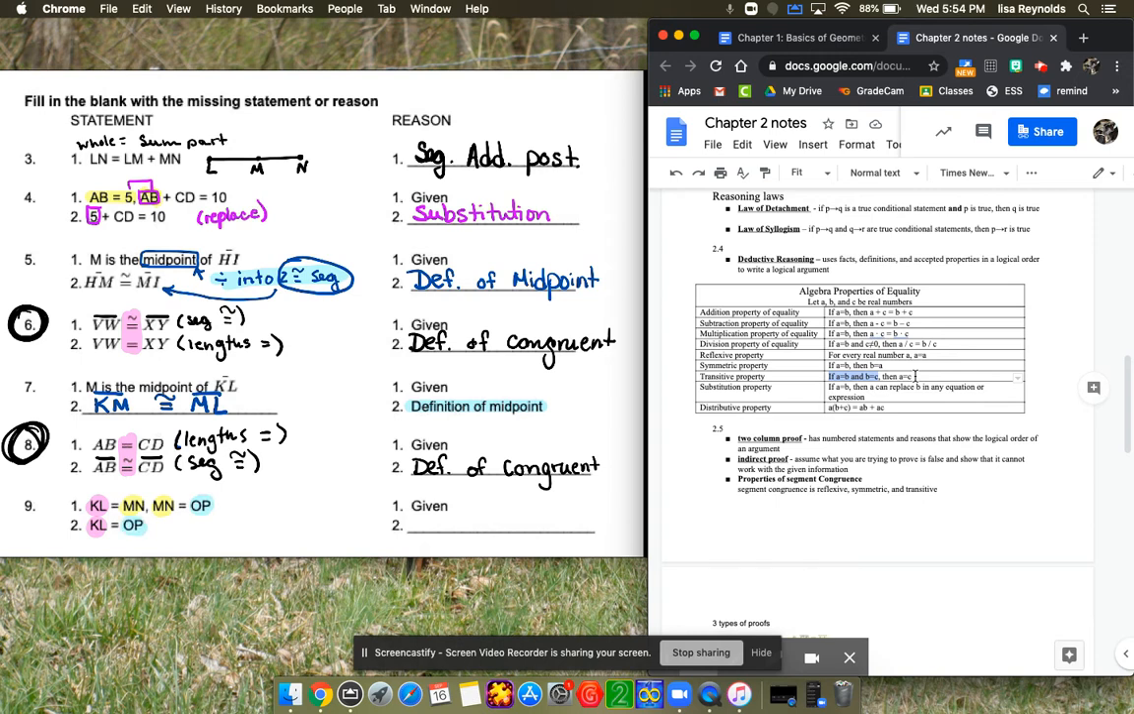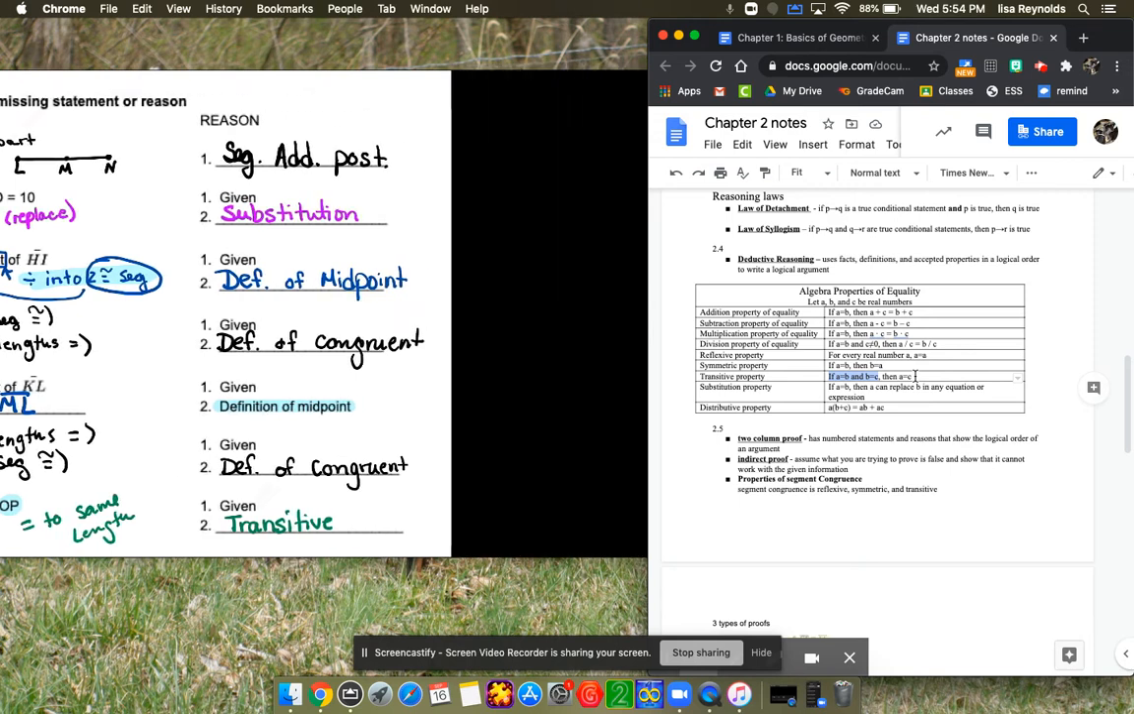So this is a matter of where they are equal to the same length. So they're equal to each other. This is our transitive property. All right, so this is quite a challenge and quite a task. So you're going to need to practice with using your notes to identify statements and reasons.